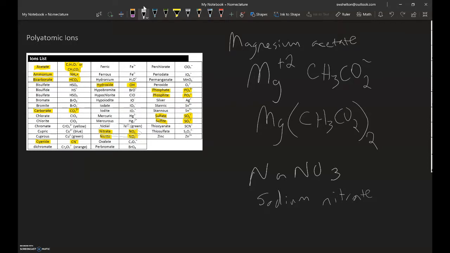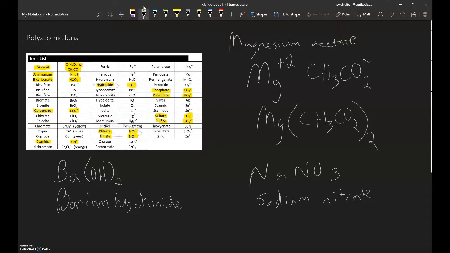Let's do another example. Let's say we have this formula here. What would be the name of that compound? Yes, Ba is barium. But what is OH? OH, if you find, is right here. OH is hydroxide. So this would be barium hydroxide.